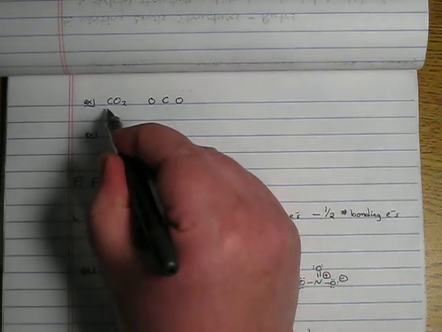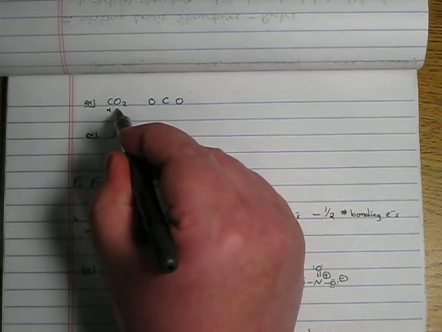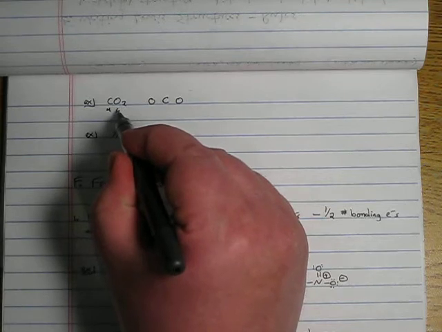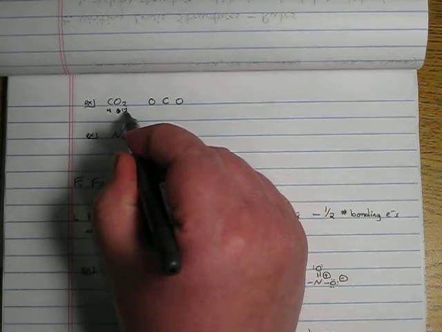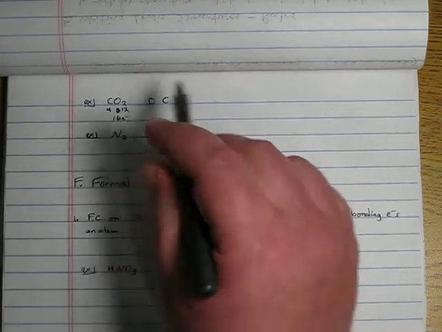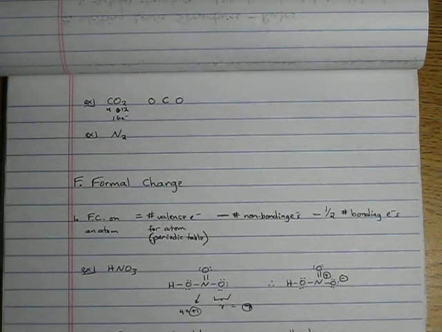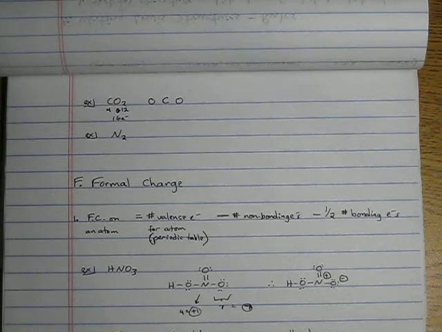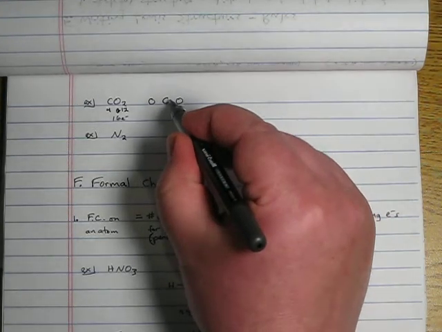Well, carbon has 4 valence electrons. Oxygen is 6 times 2. That's 12. 12 plus 4 is 16 electrons. Are we sure? Okay, oxygen, 6 times 2 is 12, plus 4 is 16. Okay, 16 electrons. Let's put them in there.